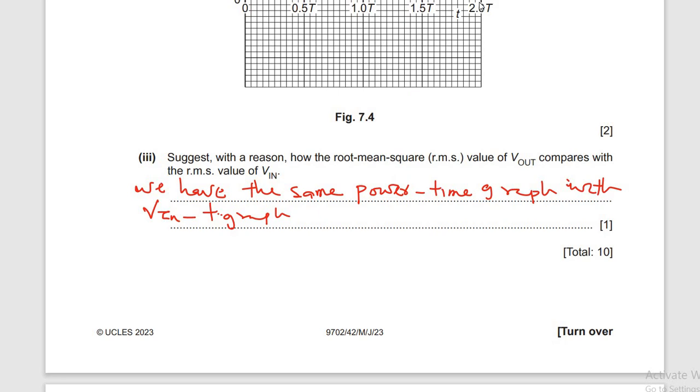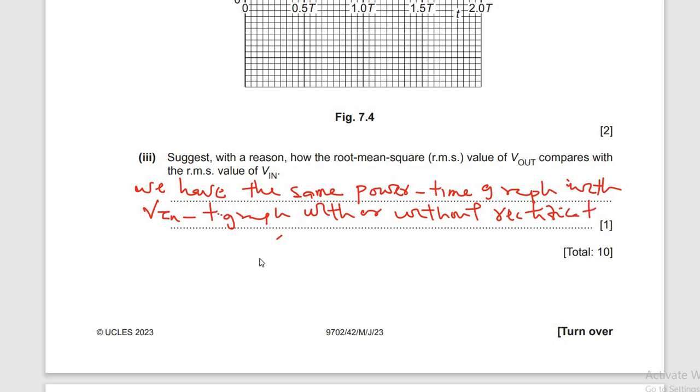Let me check it properly again. The same power time graph. Oh, yes, with or without rectification. I just noticed something.